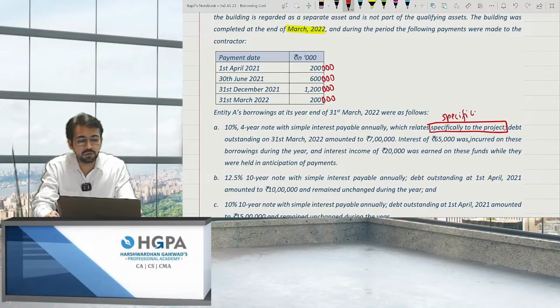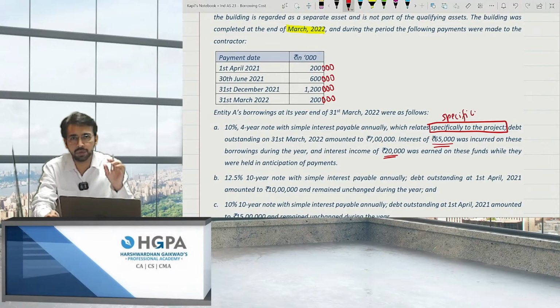Interest of 65,000 was incurred on these borrowings during the year, and interest income of 20,000 was earned on these funds. That means I have paid interest of 65,000 and I have also earned interest of 20,000. Obviously, 65,000 I paid and 20,000 I got. 20,000 will be subtracted as temporary income, right? But the amount of loan is 7 lakh. 7 lakh is the amount of specific borrowing.